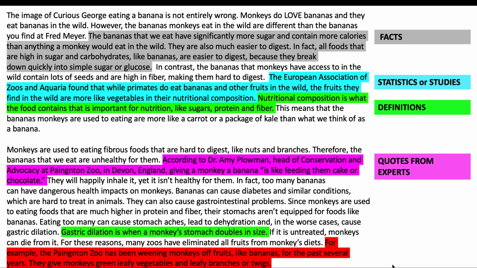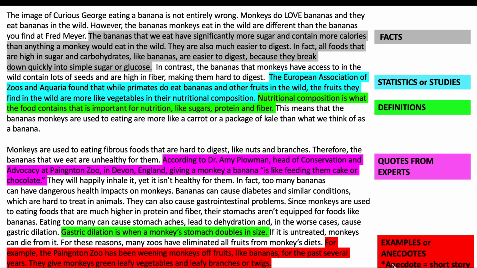When you choose your expert quote, please make sure that they are actually an expert. Do not use a piece of evidence from an article. Your quote needs to be from a doctor, a scientist, a researcher, someone who is an expert in the field that you're researching. It should not be just a random piece of evidence from an article. So please make sure that when you use that expert quote, that you actually introduce the expert and why they are an expert. So I said she's the head of conservation and advocacy at Paignton Zoo.